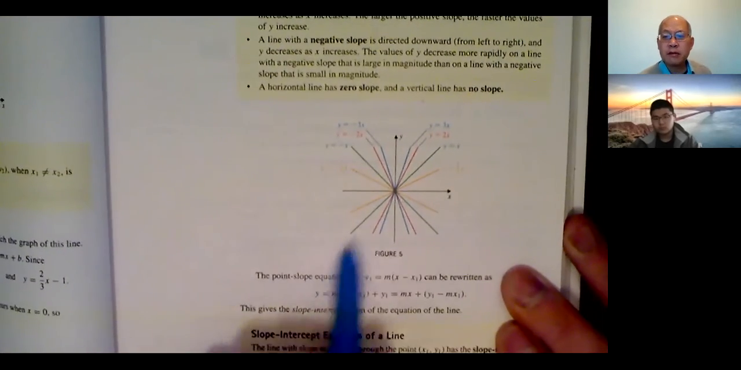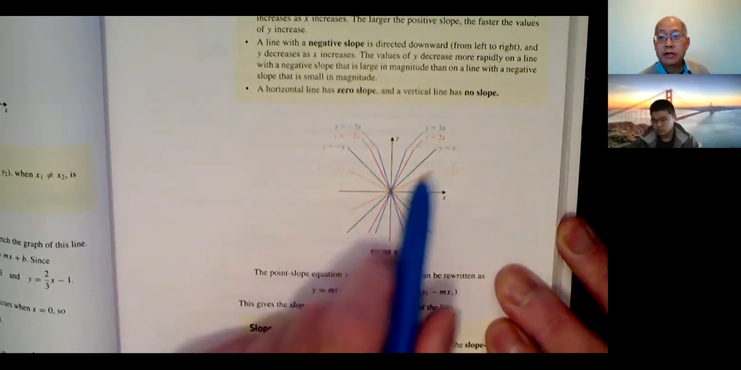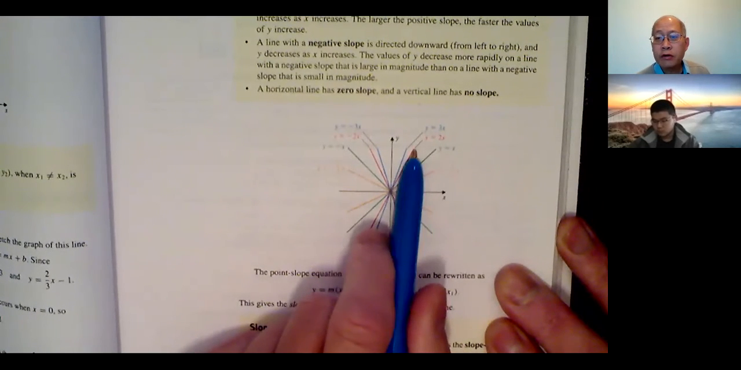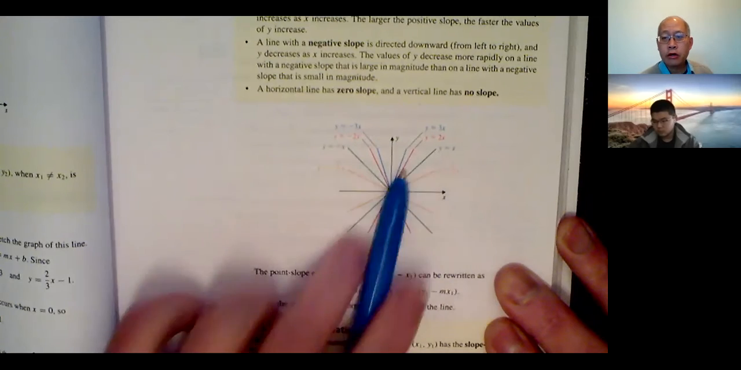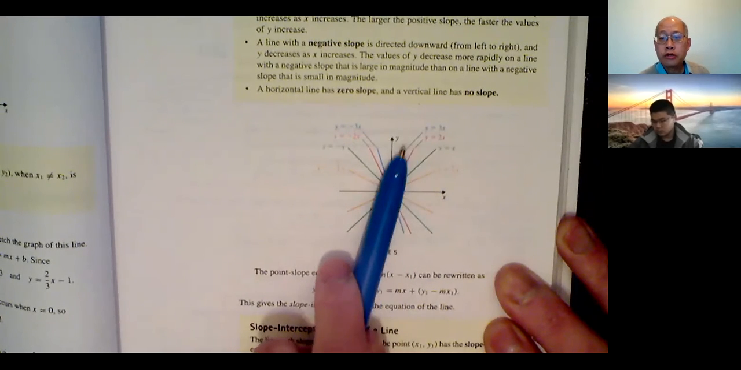Okay, so they give you some lines here. You might not be able to see it properly, but that's okay. So this says y equals x, y equals 2x, y equals 3x. So they're all positive slope. And notice slope of 1, 2, 3, it gets steeper.